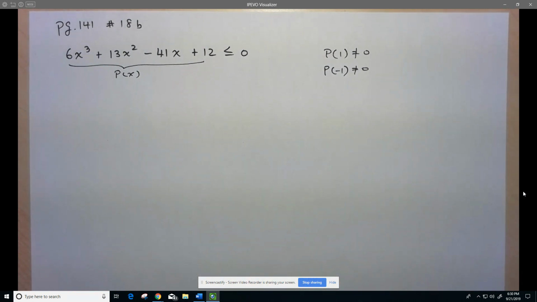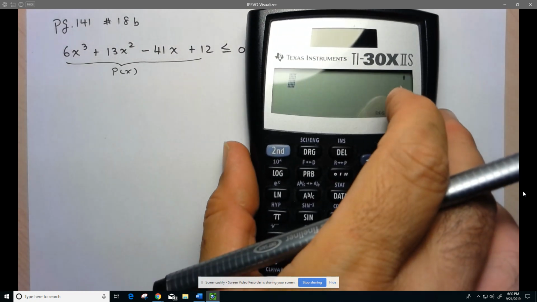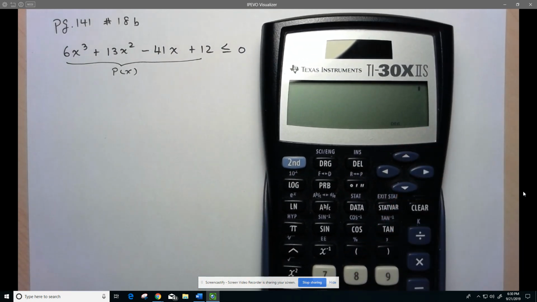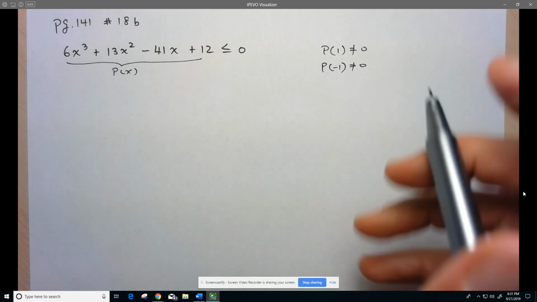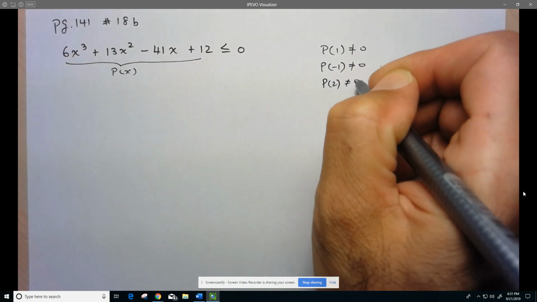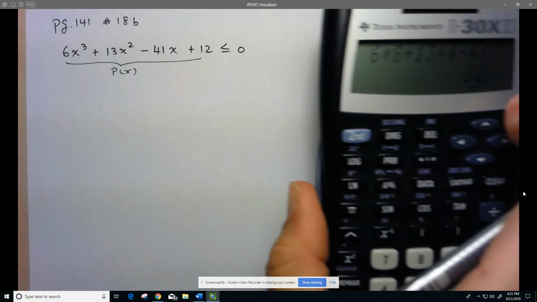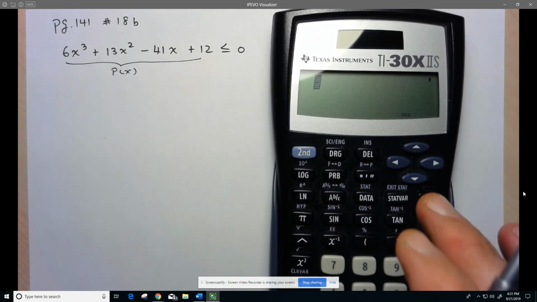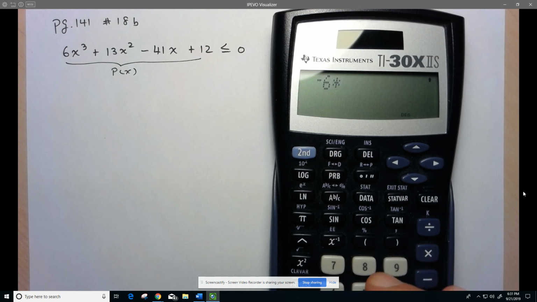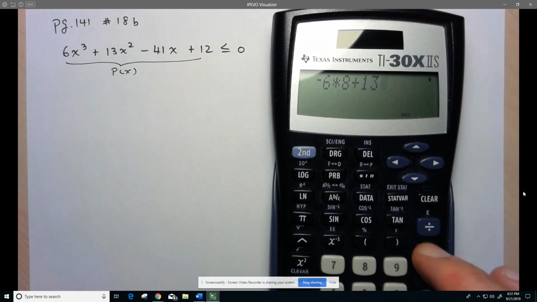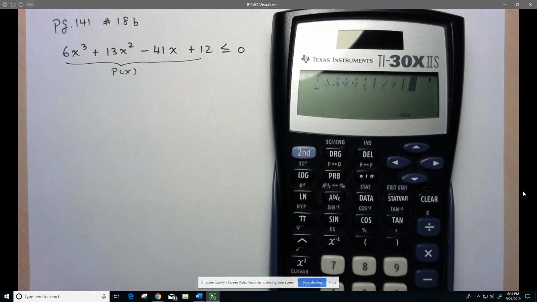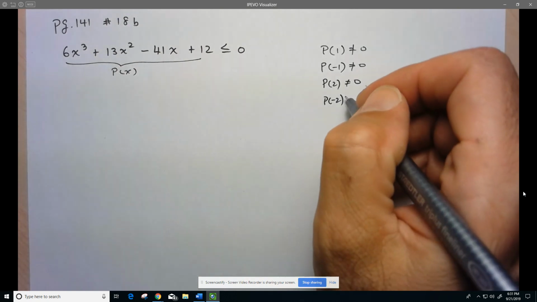All right. At this point, though, I think I should take my calculator. Okay, so let's do 6 times 2 cubed, which is 8, plus 13 times 2 squared, which is 4, minus 41 times 2, plus 12. And that's not equal to 0. So p at 2 is not equal to 0. So let's try p at -2. Okay, so again here I'm going to keep track of my signs. So that's going to be -6 times 8, plus 13 times 4, plus 41 times 2, and then plus 12, and that's not equal to 0.